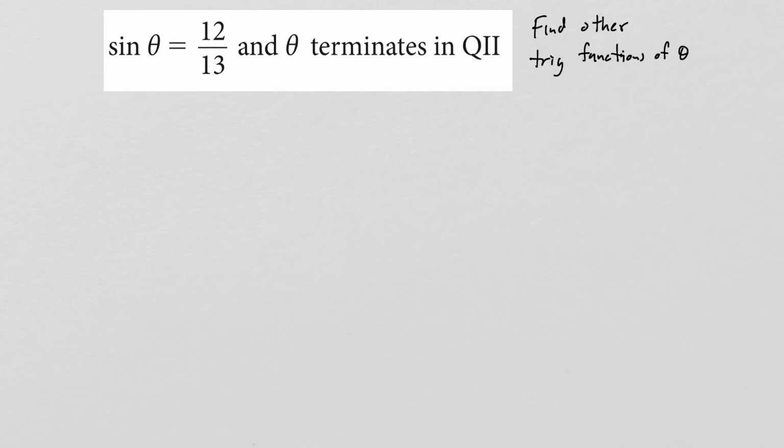So what I'm going to do is sketch a diagram. Since theta terminates in quadrant 2, I will just draw some random angle terminating in quadrant 2. So there's theta. I'm going to pick a point on the terminal side, and I like to draw this little reference triangle here. This is x, this is y, and this is r.